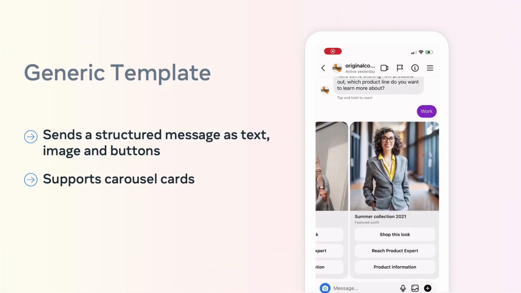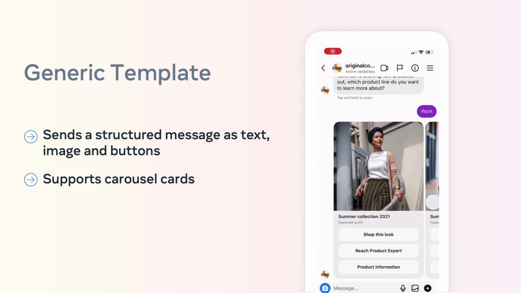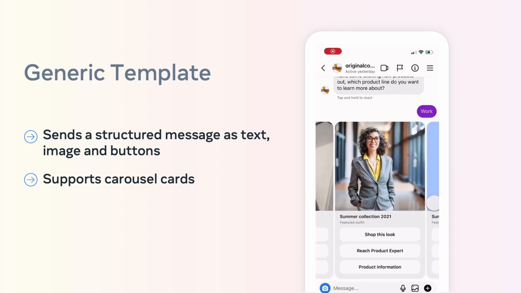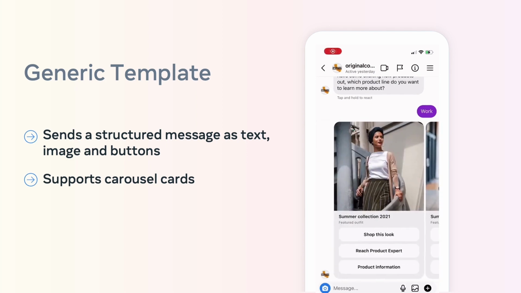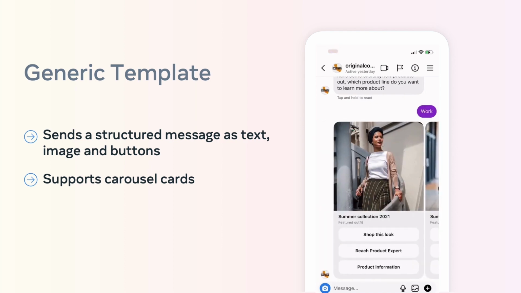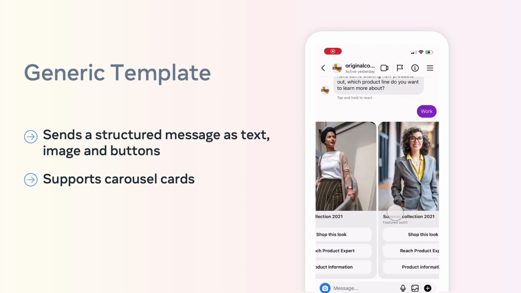Thanks, Jorge. Once the customer completes the product quiz, they are presented with three curated options for products. The Instagram messaging platform supports a generic template that allows you to send a structured message that can include an image, text, and buttons. Moreover, one message can have multiple templates, each of which can be horizontally scrollable. And as you can see, the carousel supports images to help create a highly rich experience. Here's how you can send a generic template using our APIs.